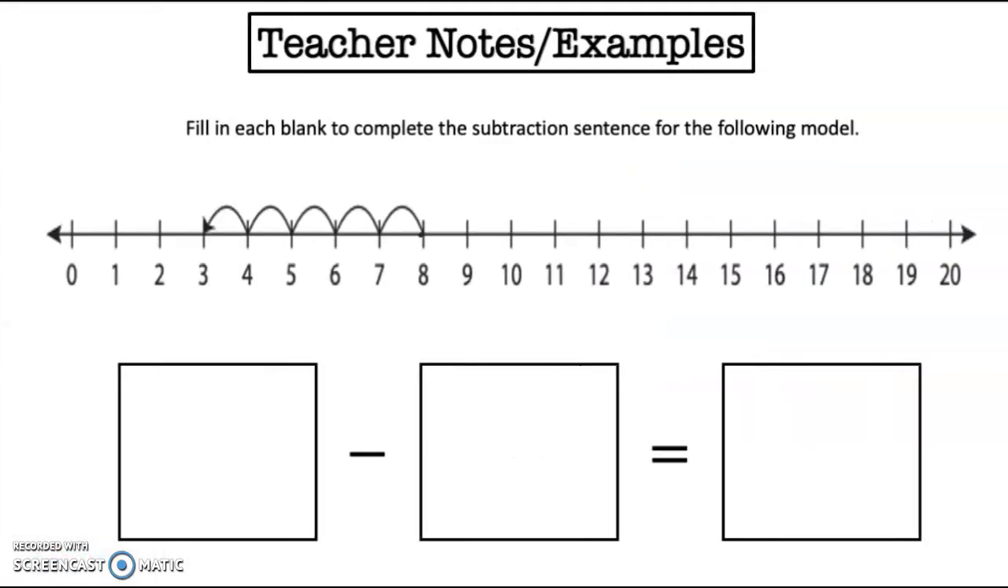All right, moving on. So let's try this one. This will be our last example. So right here, it's saying we start at 8 and we subtract. Let's see how many times we skipped. 1, 2, 3, 4, 5. We subtracted 5, and that leaves us with 3.